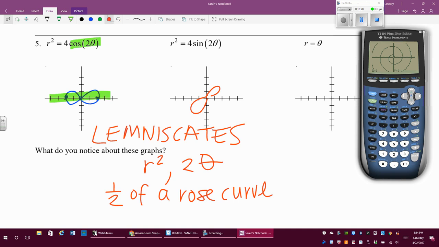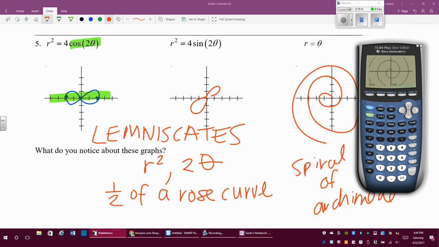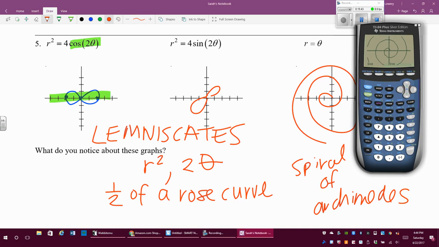Awesome. So this thing is called the spiral of Archimedes, and it literally does that. It makes a spiral. This is the spiral of Archimedes. Honestly, you're not going to see a spiral of Archimedes a whole lot, but it is sure enough super cool.